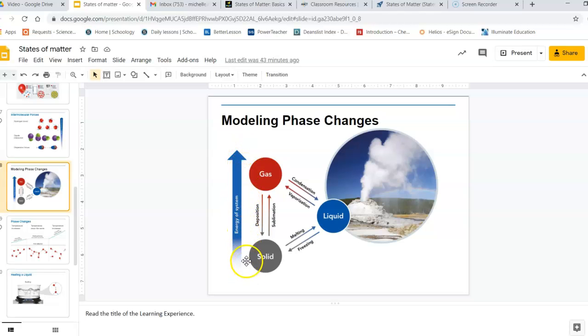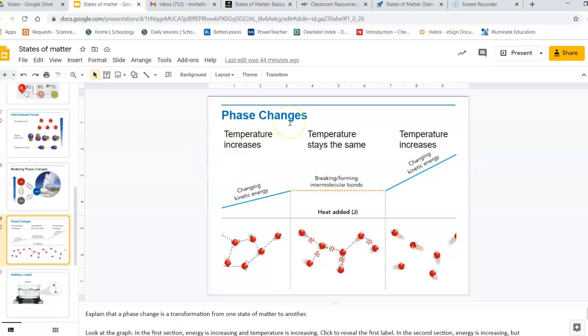The energy of the system increases as you move this way. So say you have a solid, and as you increase the energy, you move into a liquid. As you increase the energy, it goes into a gas. You saw that in a previous animation that I did, where you can see that gas is moving way faster. So this is a phase change diagram. This is pretty important, so I'm going to walk you through it slowly.